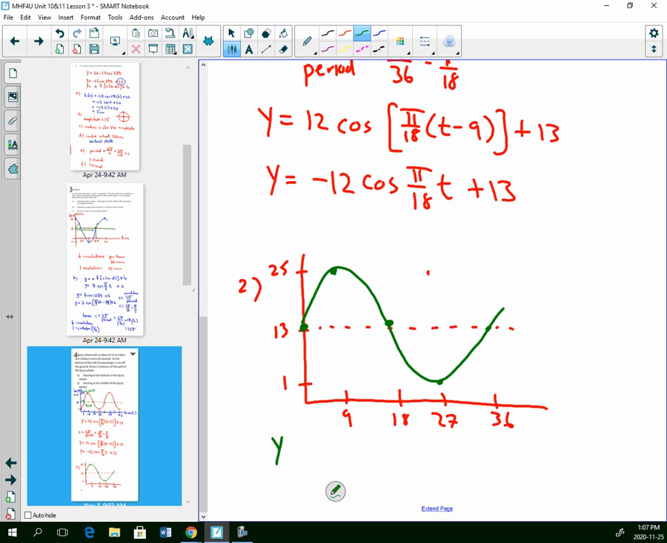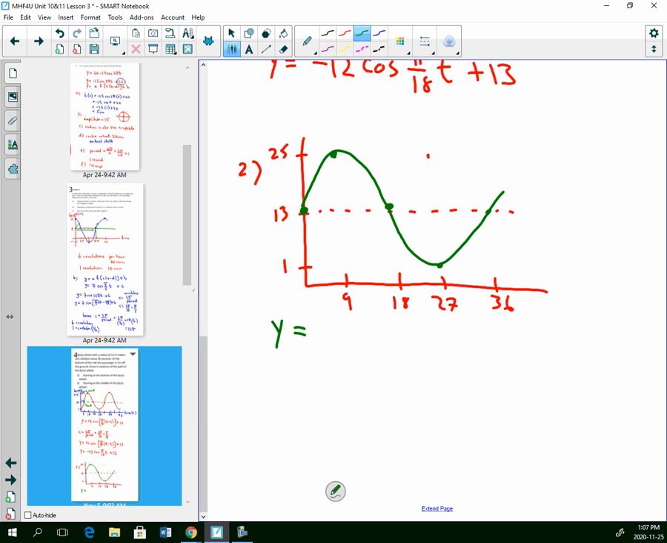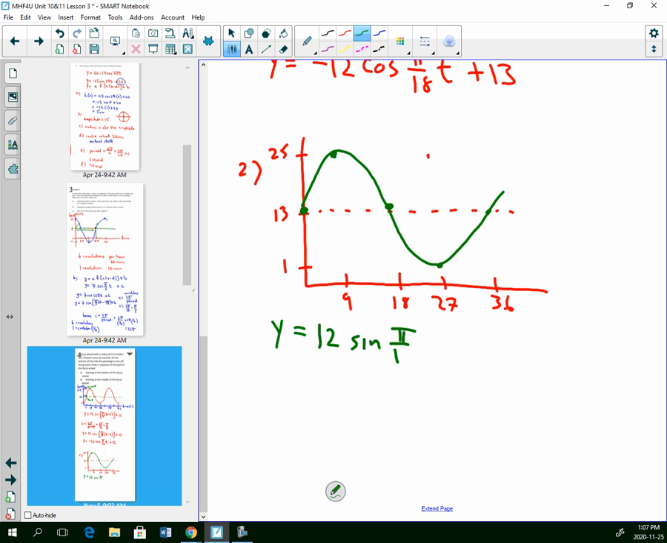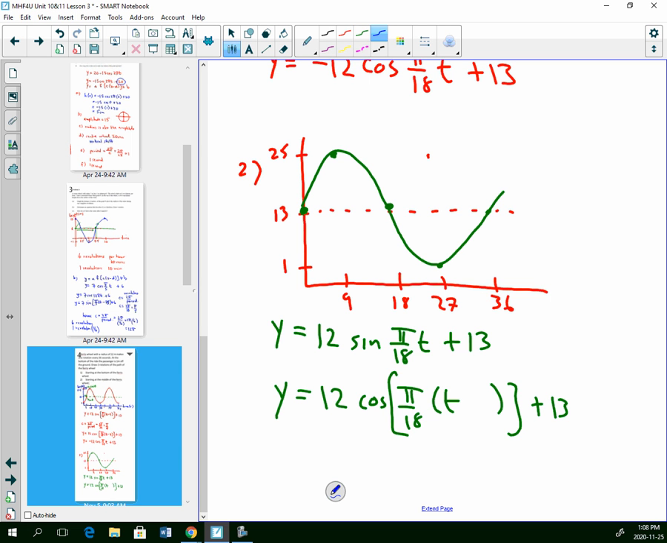So if I were doing sine, well, it looks exactly like a sine curve. So if I did sine, amplitude is 12. Sine, we've got pi over 18. No horizontal shift, and then up 13. If I were doing cosine, the cosine starts at the top, so that's been shifted to the right 9 seconds. Okay, so that would be if I started it at a different spot.